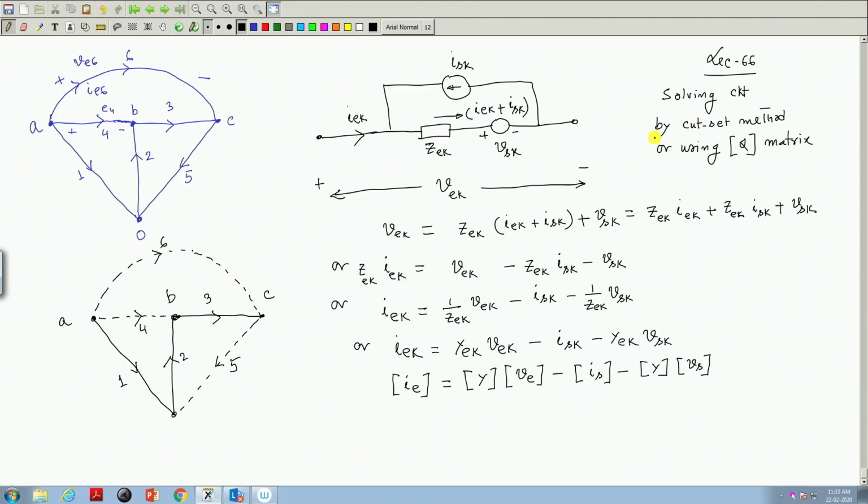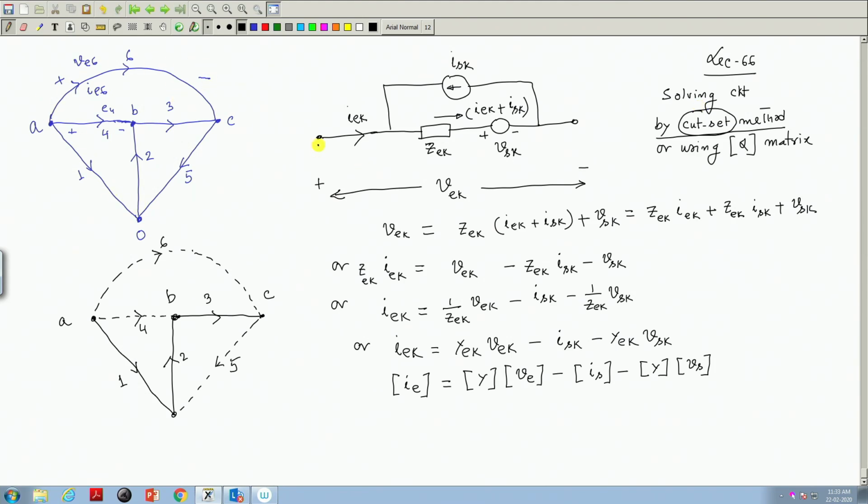Once you know the node voltages and fundamental loop currents, you have really solved the circuit. Now, today I will tell you how to solve the network problem using graph theory, but using the cut set method. Okay, this is the network.